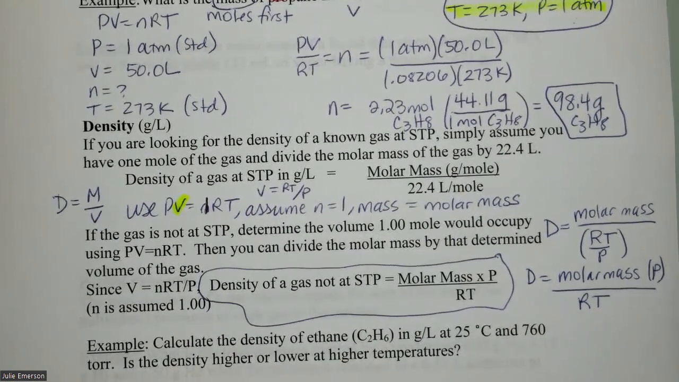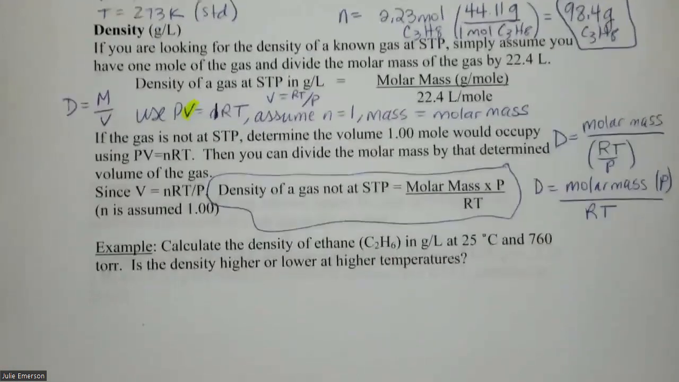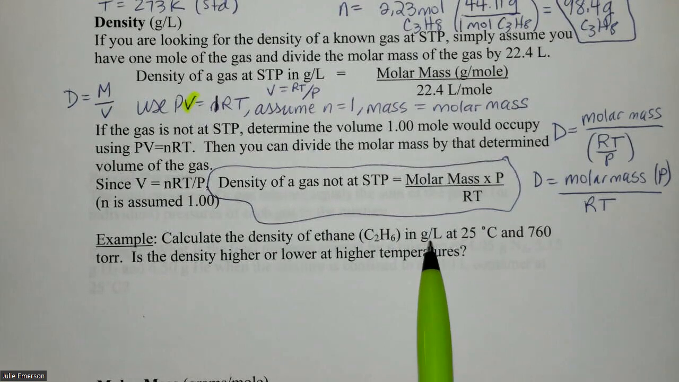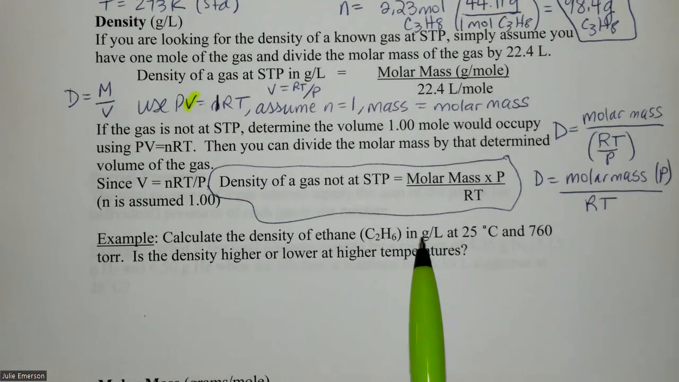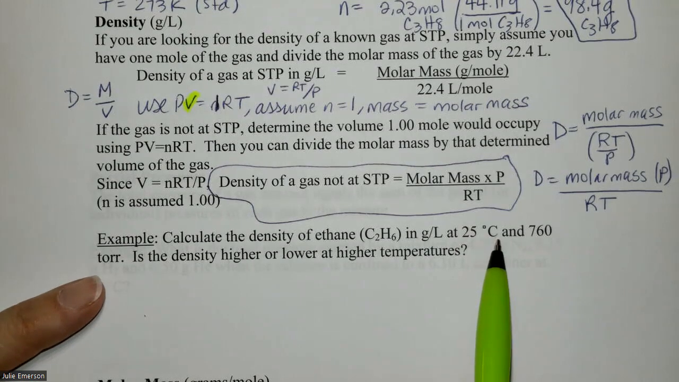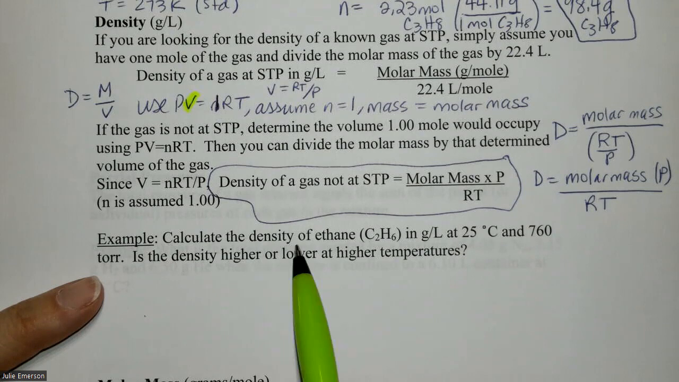Now, I usually do this in two pieces. So I'll show you what I mean by that. It says, let's look at the density of ethane, C2H6. Density of gases are typically in grams per liter instead of milliliters, just because they are mostly empty space. So typically your units are a little bit different for gases. You're at 25 degrees Celsius. You're at a pressure of 760 torr. So let's find the density.